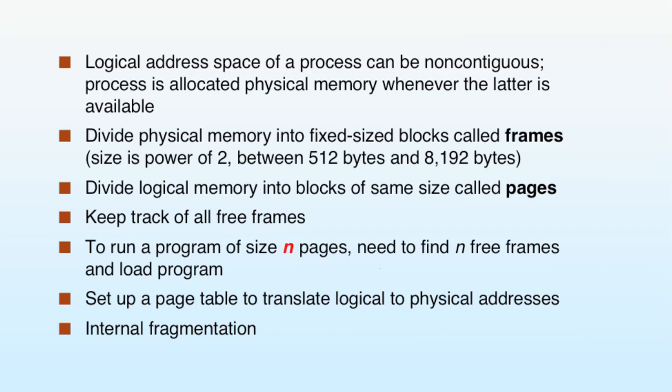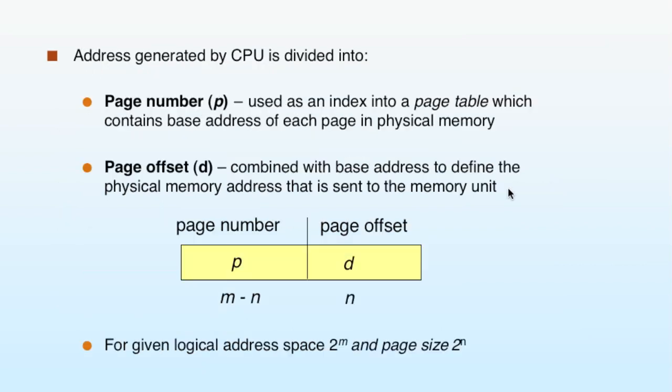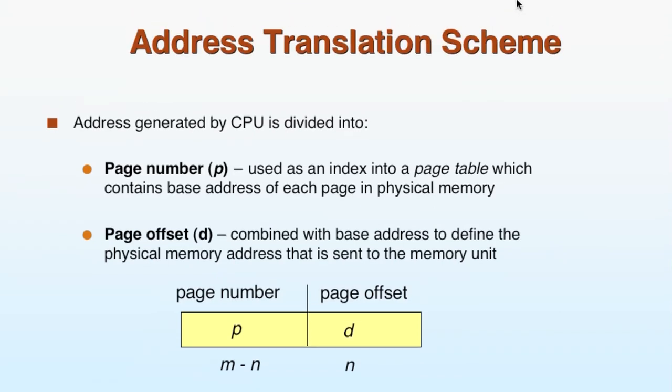So to run a program of size n pages, you need to find n free frames and load the program. So you set up what's called a page table. And the page table translates the logical to the physical address. It gives you your mapping, essentially. And it creates internal fragmentation. Obviously it's going to lead to internal fragmentation, but there's no external. If all the frames are the same size and all the pages are the same size, you're going to have some room that's not being used. You're going to have some memory that's left over.